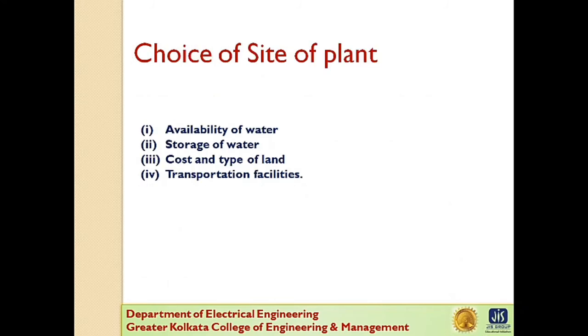Next, choice of site for the plant. First one is availability of water. Since the primary requirement of a hydroelectric power plant is water, availability of a huge amount of water is necessary to build such a plant.